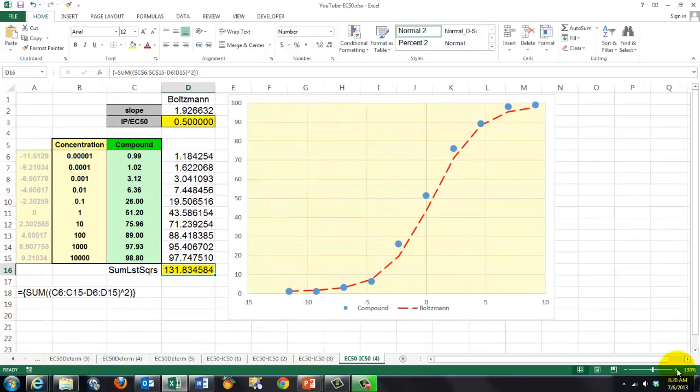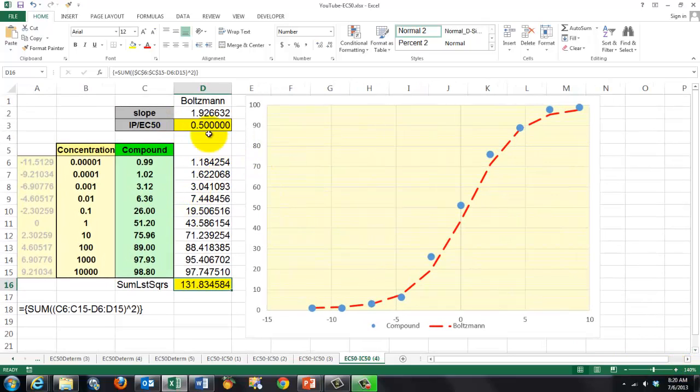So now the final issue: how do we get that EC50 value? We could use our previous method with the TREND function, etc. There is another way which is probably a little easier. Say I came up with an EC50 value based on eyeballing, 0.5, which is not correct, as you can see, because the curve doesn't fit. You can do trial and error. I think there is a faster way. What we are going to do is calculate the sum of the least squares. That is a very common value for curve fitting.